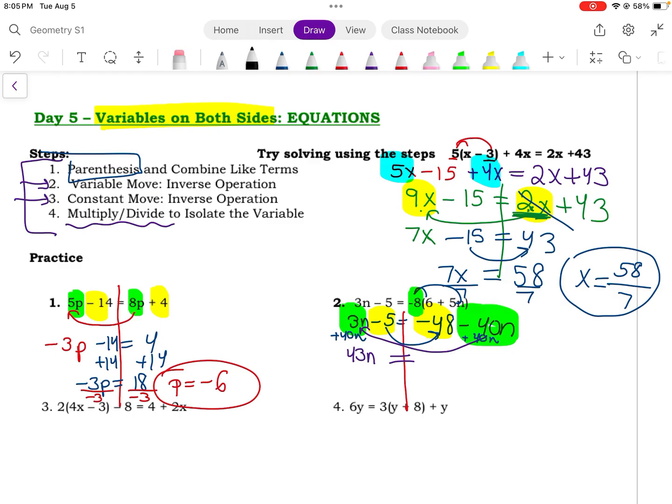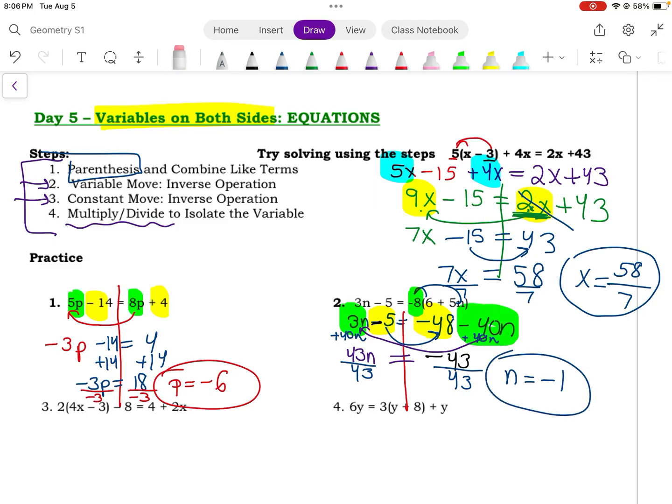If you know, like, okay, I'm going to move this negative 5 over, what does that mean? Adding, then you should be A-okay. So negative 48 plus 5, which is negative 43. Okay, then I'm going to divide 43 to both sides, and n equals negative 1.